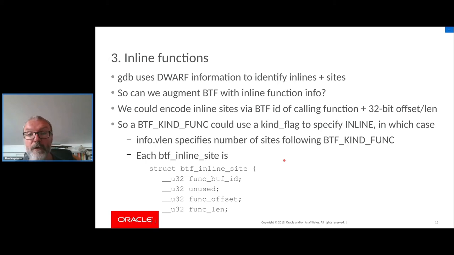The way you could approach that would be, for the BTF function definition, so there's a BTF kind func, that could use a flag to specify an inline. And in the case that it is an inline function, the info vlen associated with that BTF type could specify the number of inline sites associated with that function. Each of those sites, again, would be the BTF ID of the caller, the offset and the length of the inline within that caller function. The reason you need that length is because the way it's inlined from function to function can vary slightly, so it's good to know how much of that function is actually represented by that inline function site.